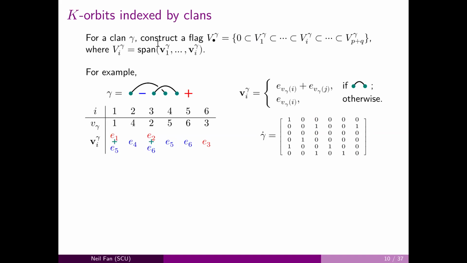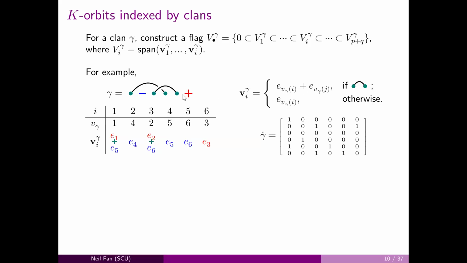So how do we index each clam's K orbit? For a clam, we construct a flag, capital V dot, as follows. We use a matrix gamma dot to represent the flag. We use the columns of this matrix gamma dot to span the subspaces. So the column vector little vi is as follows. Little vi is either a standard basis vector or the sum of 2 standard basis vectors.